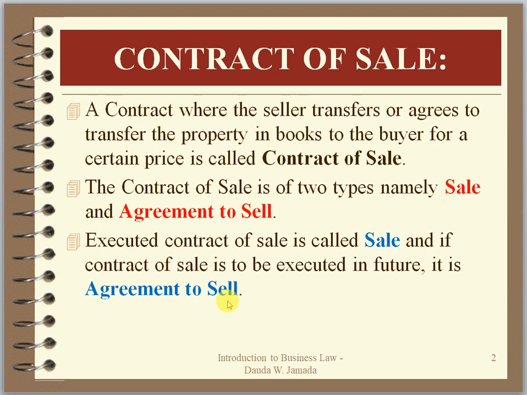So when we talk about the contract of sale, generally we have two types. That is sale, which is an executed contract: somebody comes, buys and pays for the product, takes the product and goes away. And agreement to sell, where somebody comes, takes the goods and then promises to pay sometime in the future.